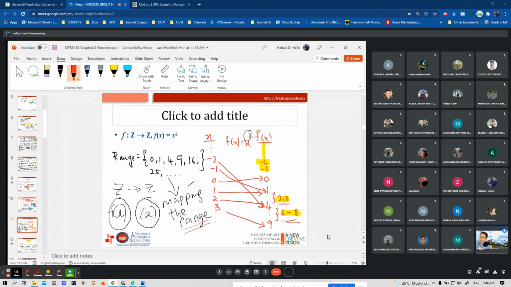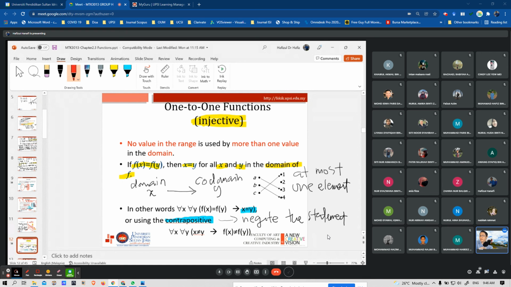Okay, this one is the range. We are mapping the range, because 2 and 3 are missing here, and 5 to 8 are missing. This one is the relationship based on the domain and codomain.